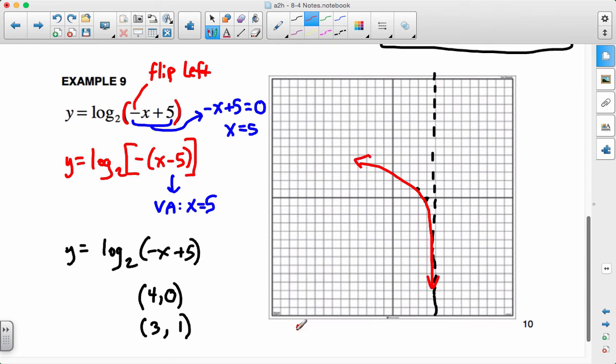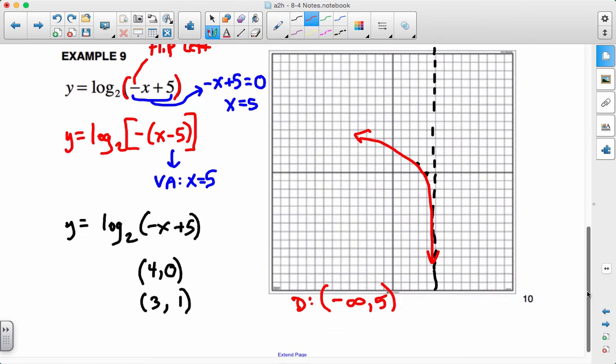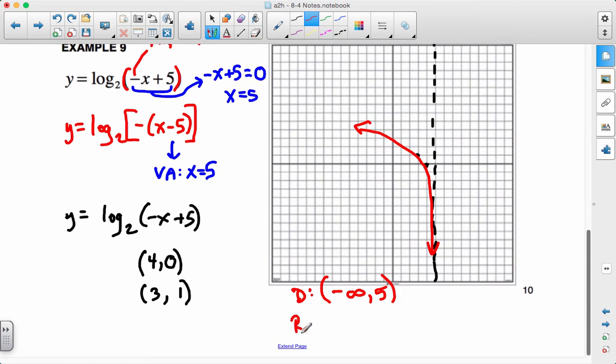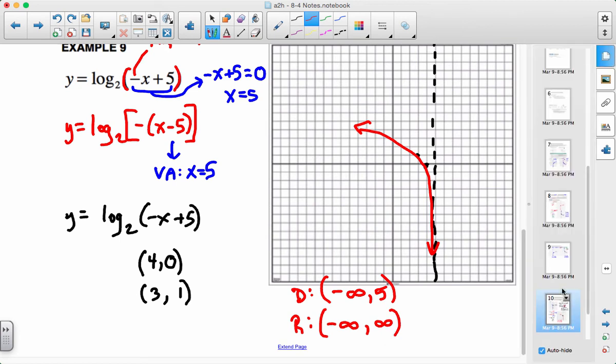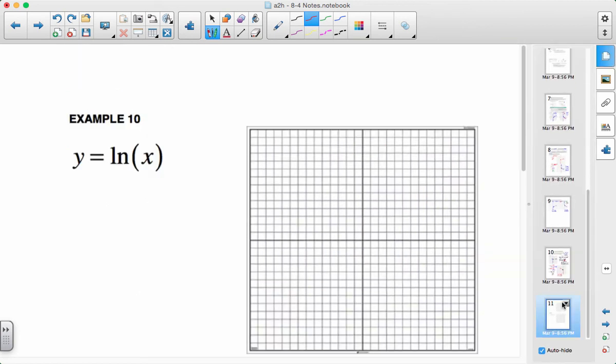Now in this case, the domain will be negative infinity up to my asymptote of 5. Of course, not including 5, because it can't be 5. And my range, even though it's flipped left and right, doesn't change. Lower to higher, all these y values will have points on the curve, negative infinity to infinity. All right, last page, last two.